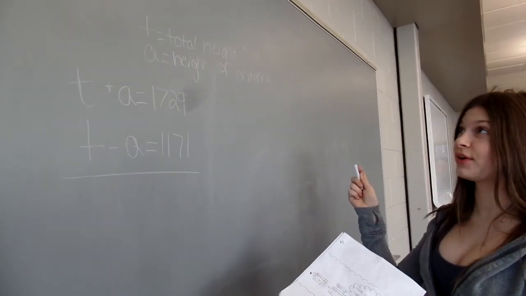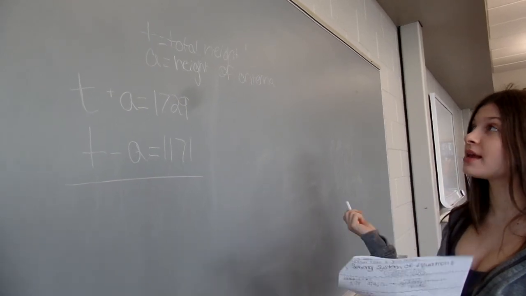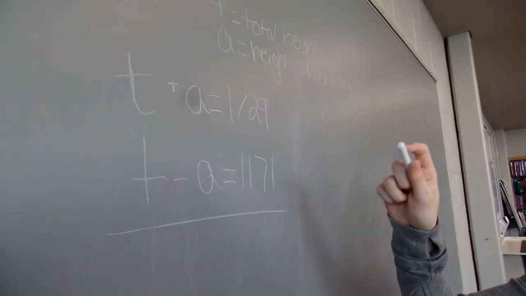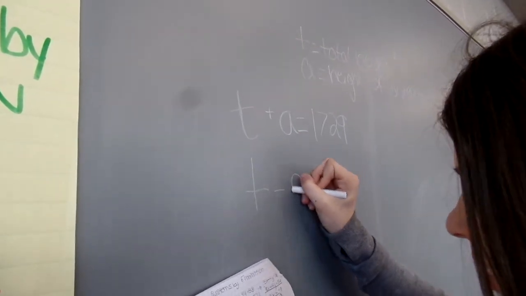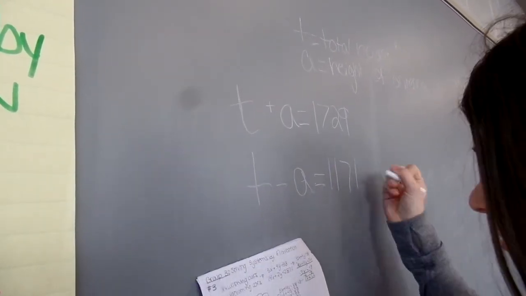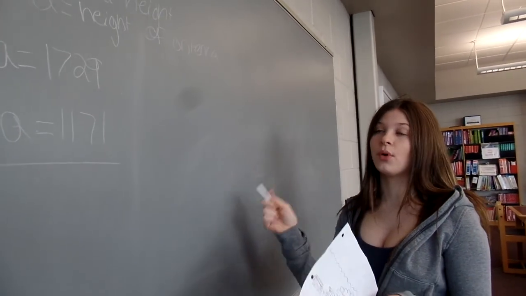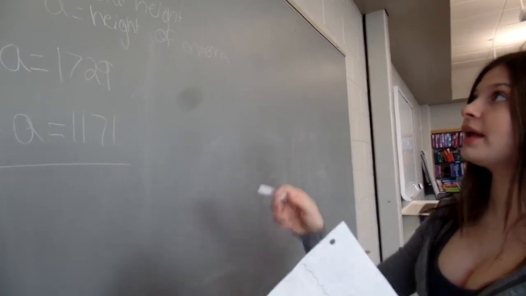First, you're going to define your variables. T equals total height, A equals height of antenna. Then, you're going to want to write out your two equations. So, T plus A, which is the total height plus the antenna height, equals 1,729. T minus A equals 1,171. That is the difference between the height and the antenna.